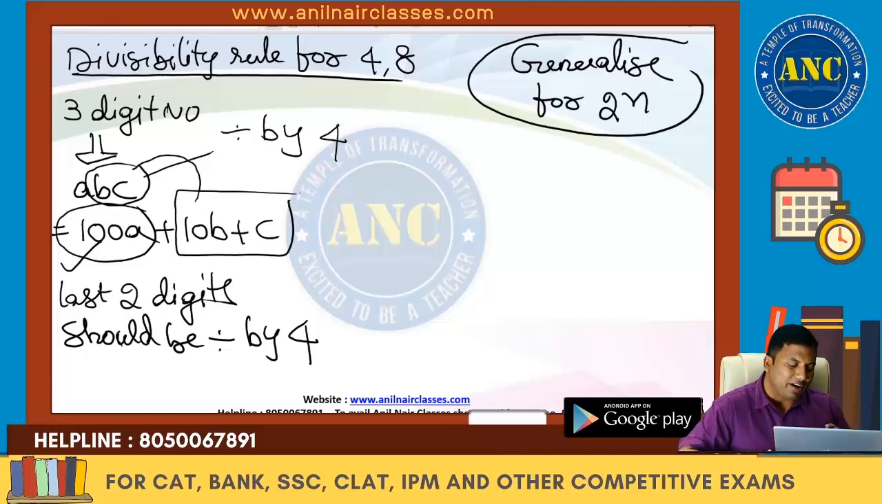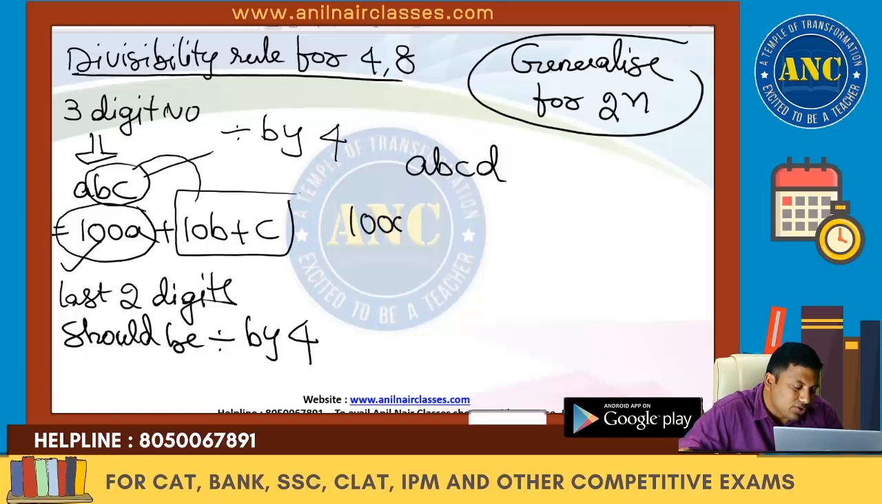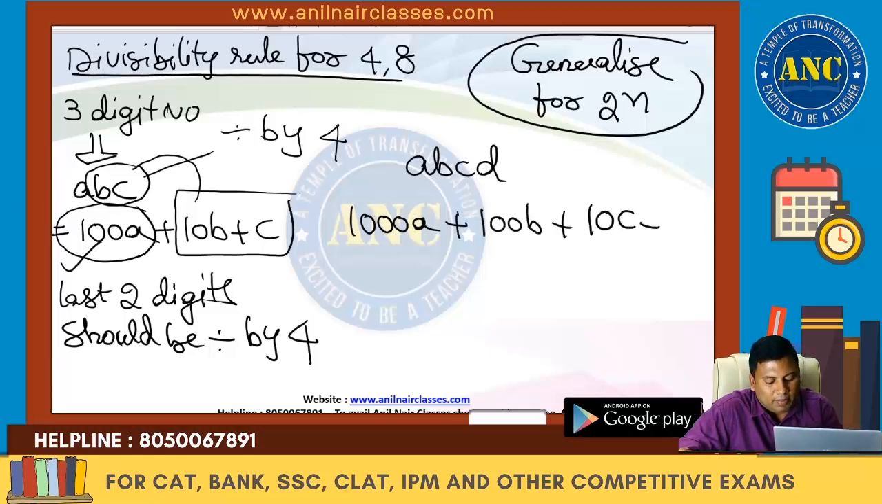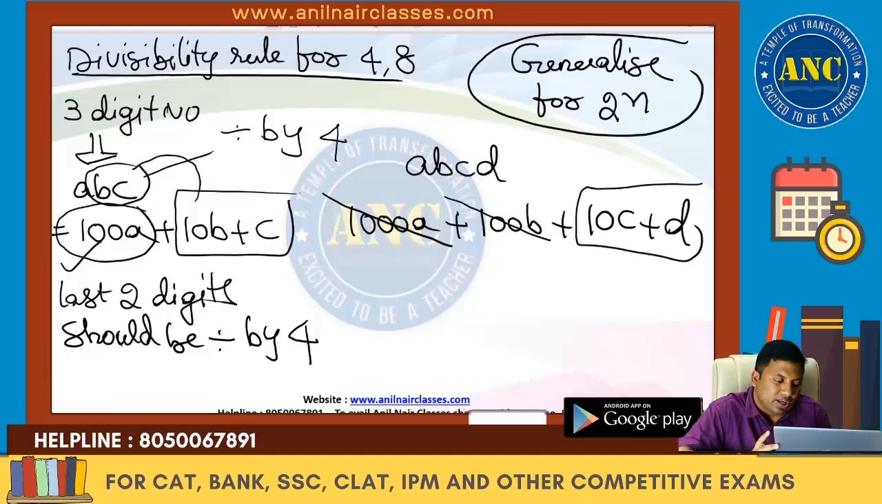Is it valid for a 4-digit number? A, B, C, D. D is in the units place. C is in the tens place. B is in the hundreds place. A is in the thousands place. So 1000A plus 100B plus 10C plus D. 1000 is 4 into 250. 100B is 4 into 25. 10C plus D, again, is nothing but the last two digits.